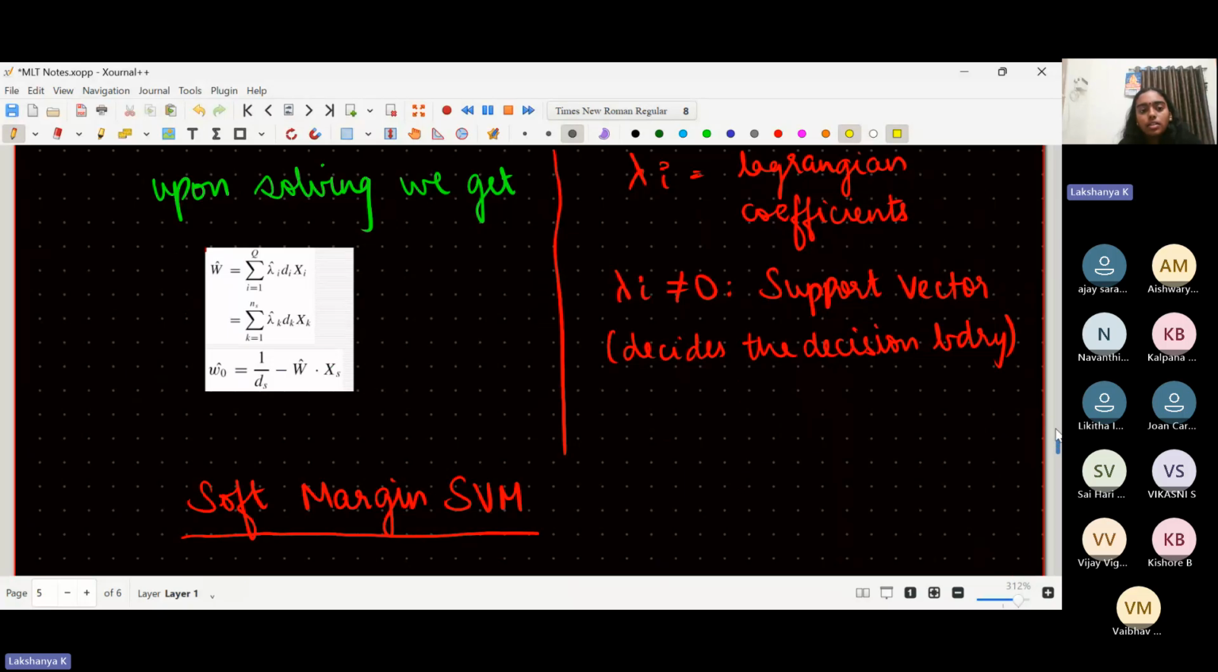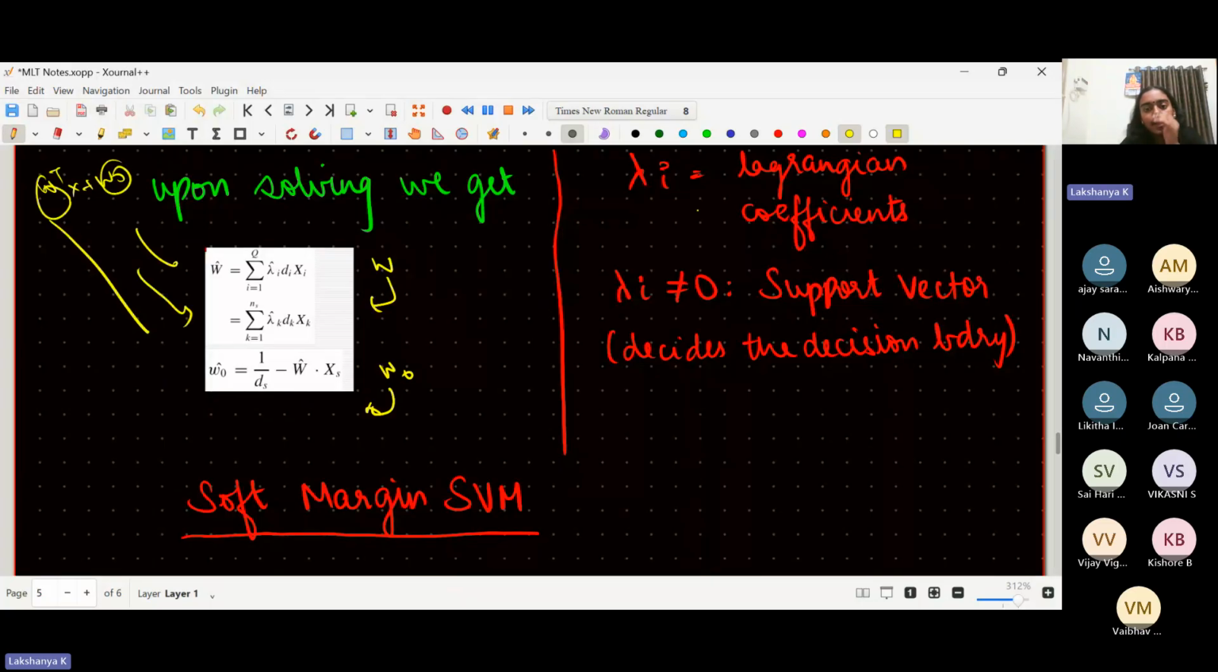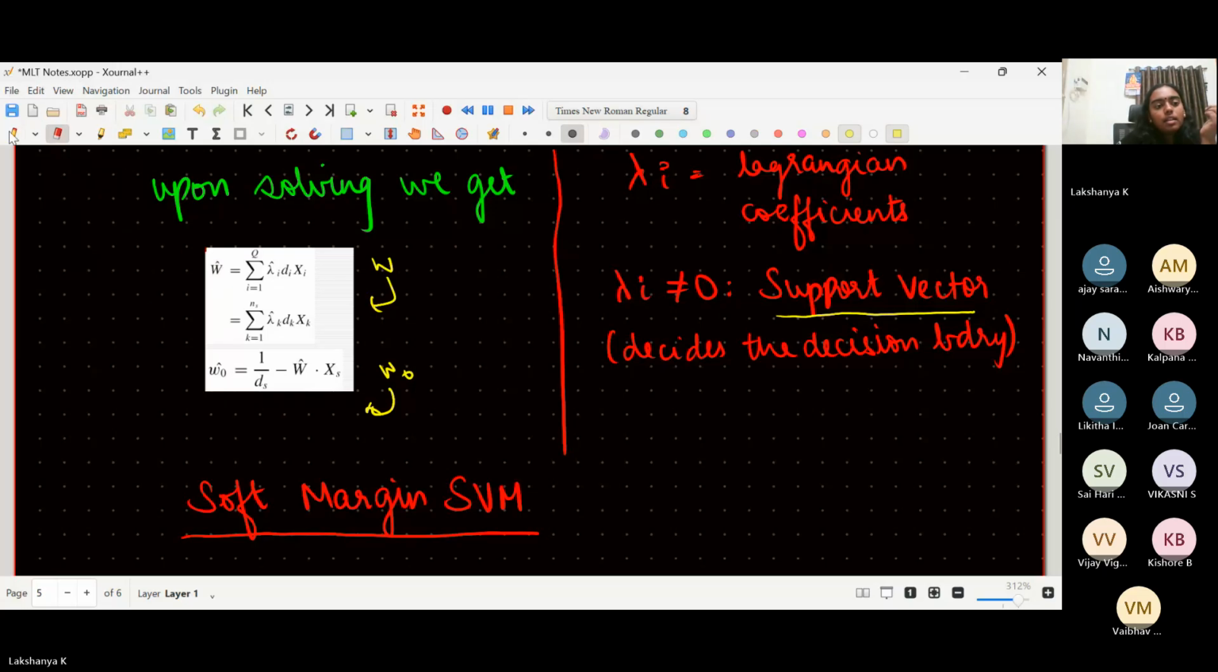Now, once the Lagrangian is solved, the final expression you get for W is this, and for W naught, it is this. This is what we wanted, right? We wanted the line, which is W transpose X plus W naught. So you have W and you have W naught here, and you will get these Lagrangian coefficients. Now, this gives you the line, and the Lagrangian coefficients give you the support vectors. If you remember, this method is called support vector machine. So what are these support vectors exactly? The points which have a non-zero Lagrangian coefficient are called support vectors.